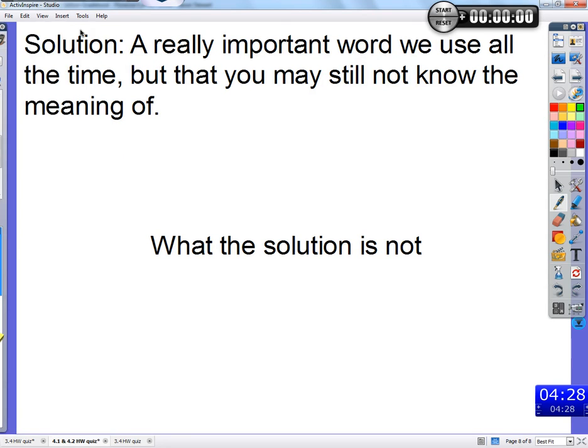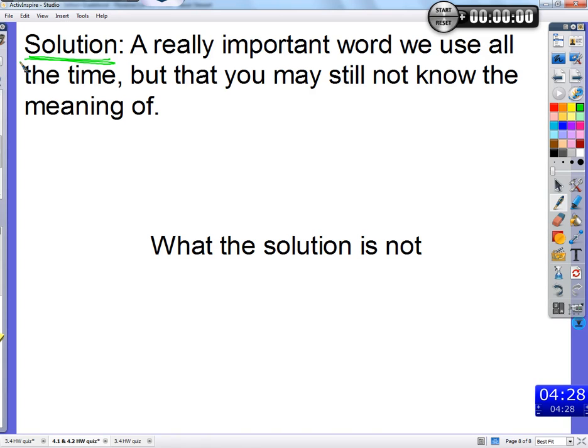The thing I'm going to harp on here is the word solution. It's one of those words, like we talked about the value of the function. I made sure that we talked about it in depth and defined it really clearly, I hope: the value of the function is the y value, the output. That's what's important. So this word solution is a really important word that we use all the time, but that you may still not know the meaning of.